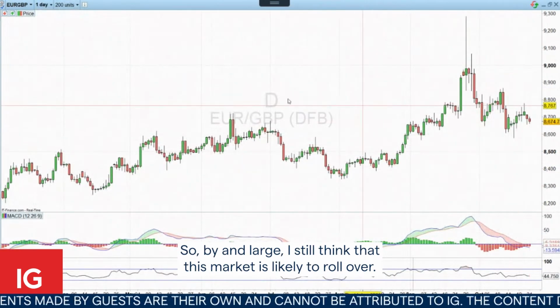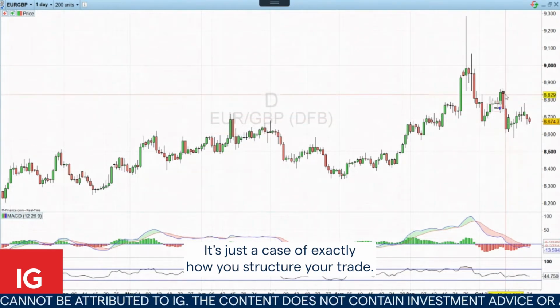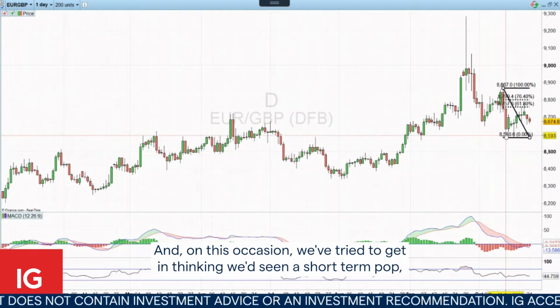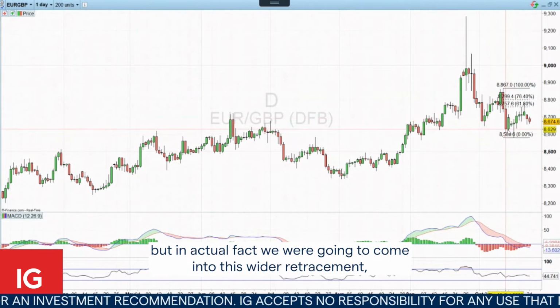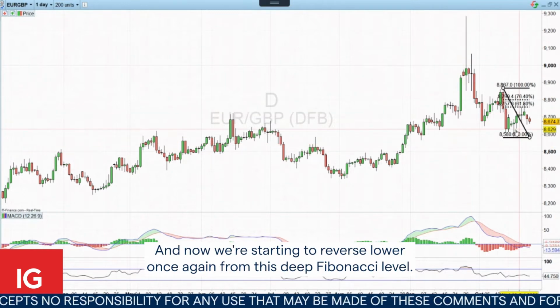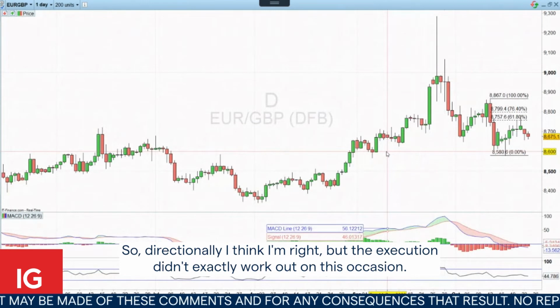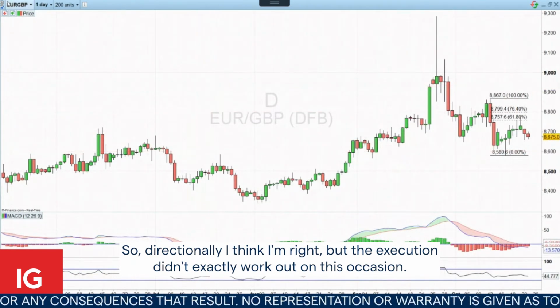So by and large, I still think that this market is likely to roll over. It's just a case of exactly how you structure your trade. And on this occasion, we've tried to get in thinking we'd seen a short-term pop, but in actual fact, we were going to come into this wider retracement, which is exactly how it's played out. And now we're starting to reverse lower once again from this deep Fibonacci level. So directionally, I think I'm right, but the execution didn't exactly work out on this occasion.